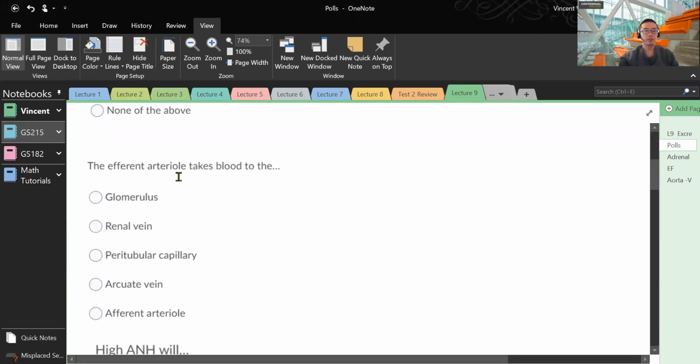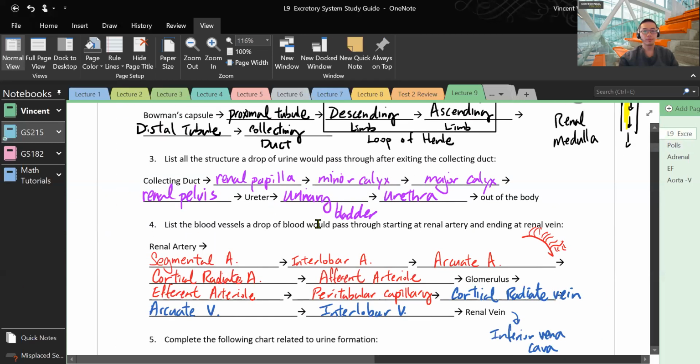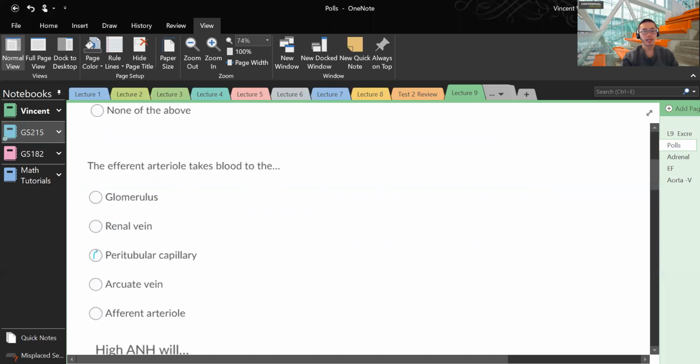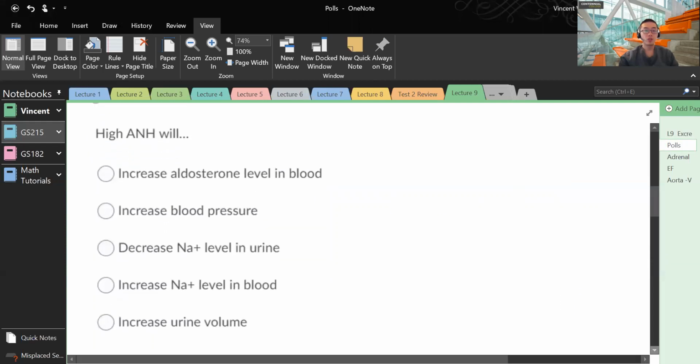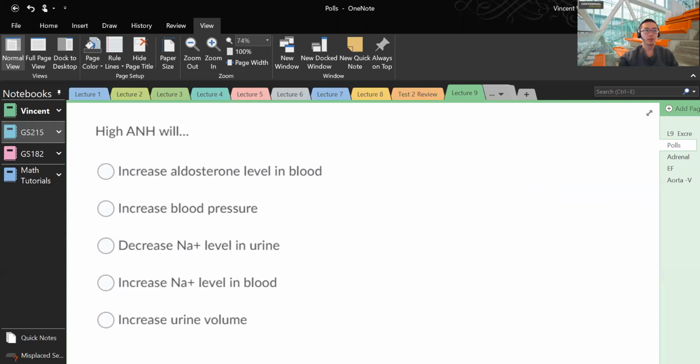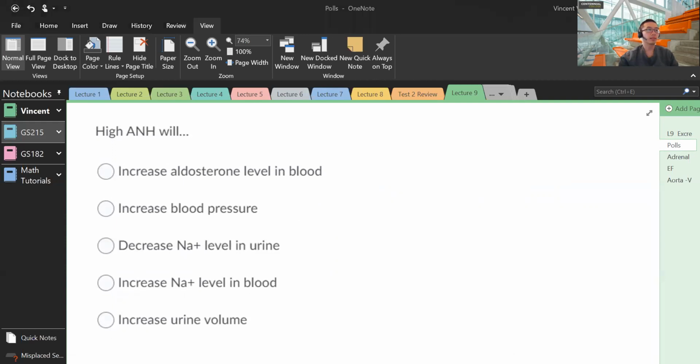Okay, next one. The efferent arteriole takes blood to the? So what you want to do for this question is look at what we filled out here. And you can see the efferent arteriole will be taking blood to the peritubular capillaries. So that is the answer. You just have to look it up. This one we just talked about. Why don't I let you try that, the 5 of you who are participating anyways. See what you have.